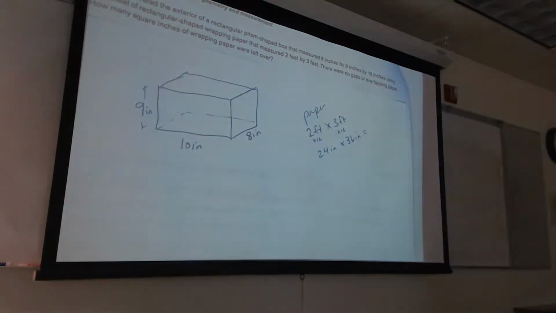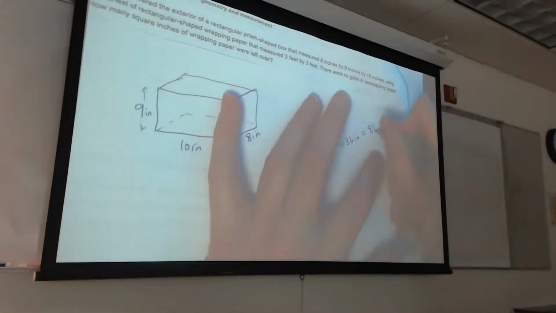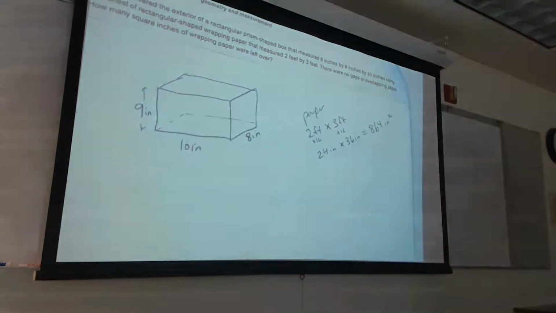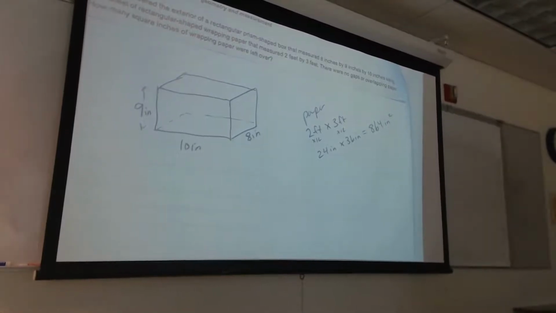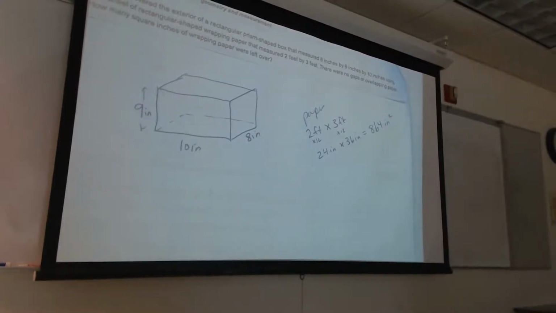So let's go ahead and figure out how many square inches of wrapping paper I have. What's 24 times 36? 864. Okay. So I have 864 square inches of wrapping paper. So if I can figure out how many square inches of the box I need to cover, I can subtract that from the square inches of wrapping paper to see how much wrapping paper is left.